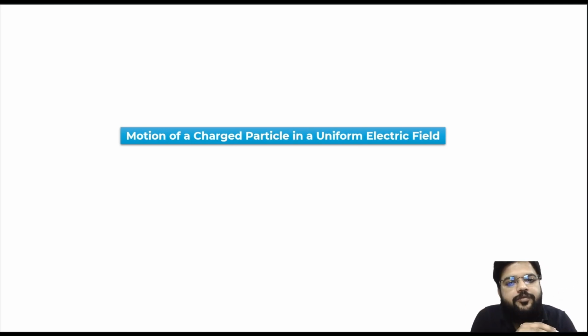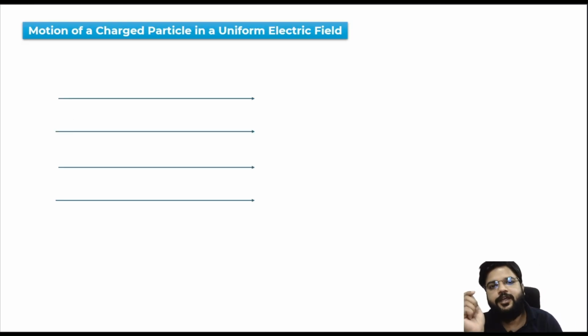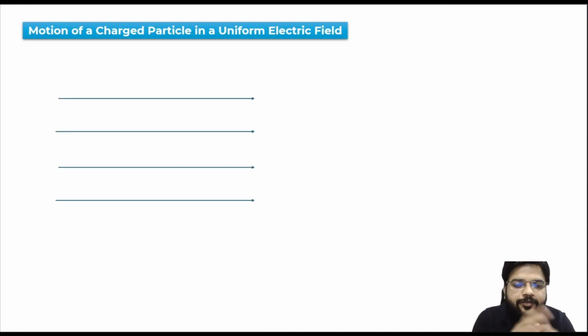In today's class, first of all, we will discuss the motion of a charged particle in a uniform electric field. So let's see what will happen if we put one charged particle in a uniform electric field. Here in this picture, we have a uniform electric field, correct? This straight line is representing the uniform electric field. In this uniform electric field, we are putting one charged particle.